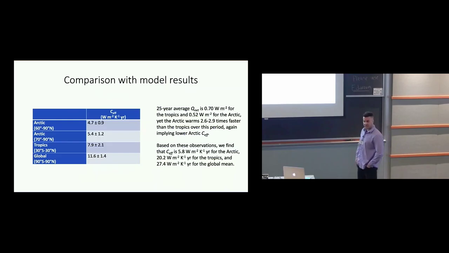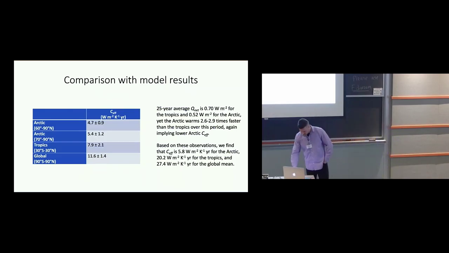So we expect that, and we know from observations that there's been some uptake of heat by the deep ocean. So we expect some increase in CF compared to the model results. But you notice for the Arctic, it's really not much of an increase. The value based on observations is only slightly larger than the model results, whereas for the tropics and the global mean, it's increased by more than a factor of 2. And so why is that?